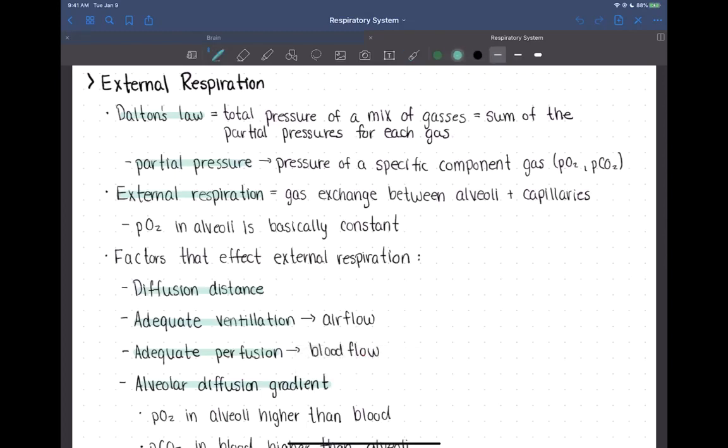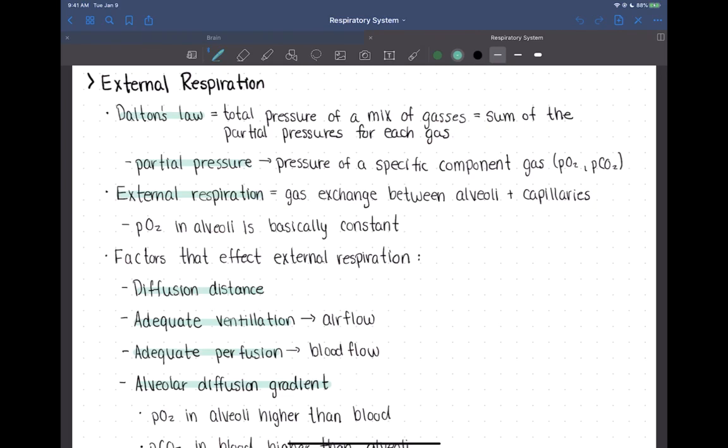All right, so this is the last video for the respiratory system chapter, and in this video we are going to talk about external and internal respiration, which is just gas exchange either in the lungs, between the capillaries in the lungs and the alveoli, or in the tissues, which is internal respiration, so between the capillaries and the tissue cells. And then we'll also talk about how CO2 and oxygen are transported in the blood.